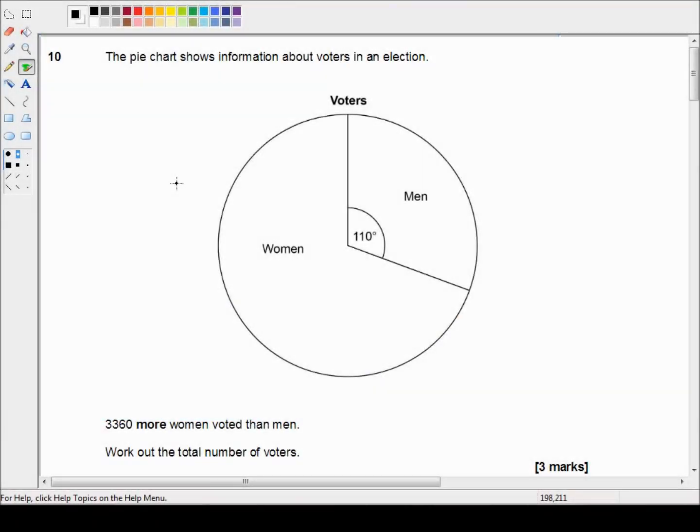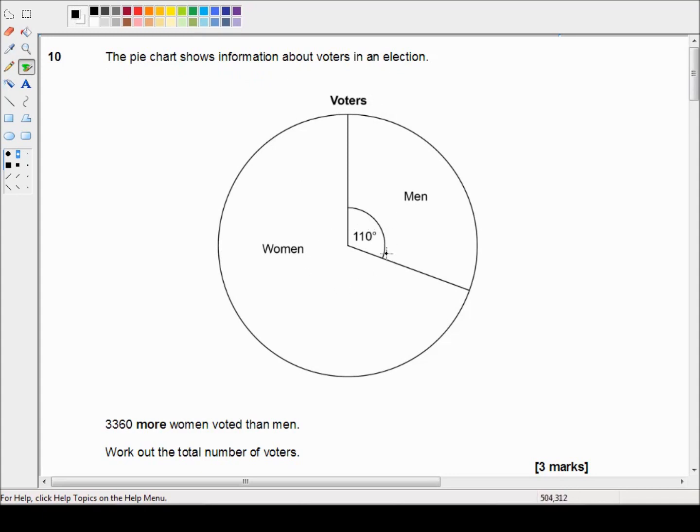In this video we're looking at the May/June 2017 past papers. This is the second paper in the higher tier. It is a calculator paper, so we are allowed to use calculators. And we pick it up in question 10, which reads, the pie chart shows information about voters in an election.